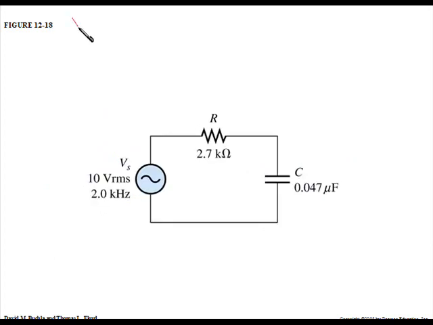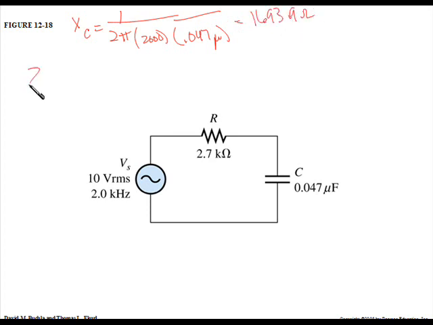XC, again, is 1 over 2 pi times 2000 for frequency times 0.047 micro. Let's see, 6.28 times 2000 times 0.047 micro, 1 over x is 1693.9 ohms. So the impedance is going to be 2700 minus J 1693.